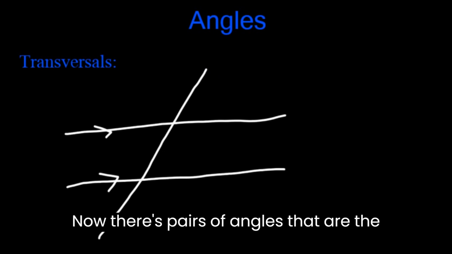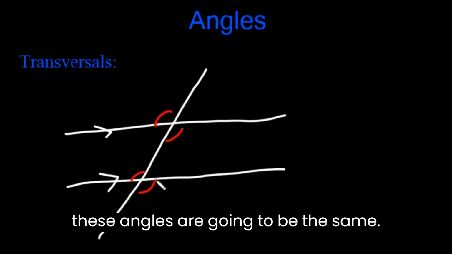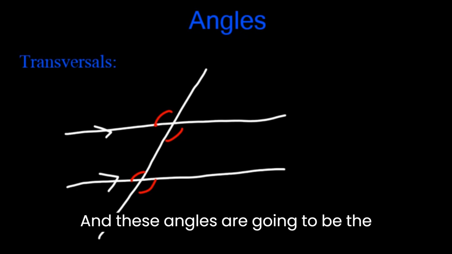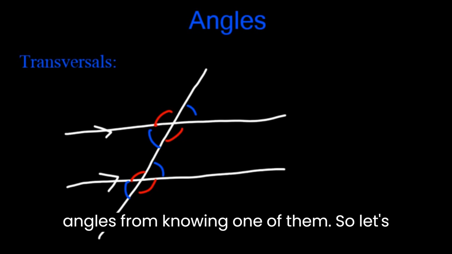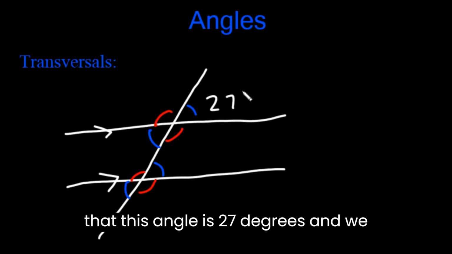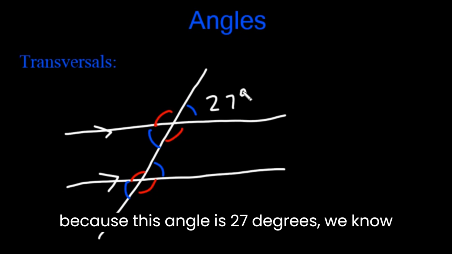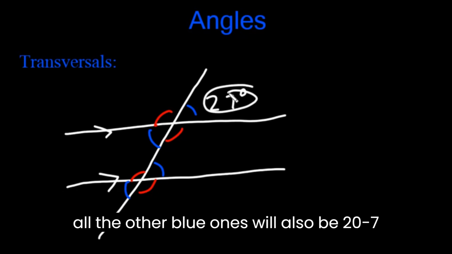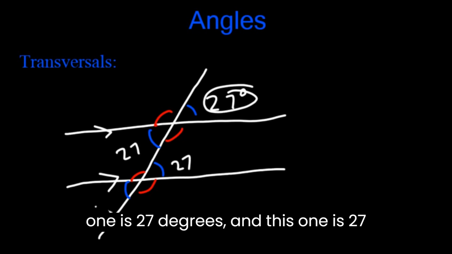Now, there's pairs of angles that are the same, and these angles are going to be the same, and these angles are going to be the same. And we can find all the angles just from knowing one of them. So let's say we have this transversal, and we know that this angle is 27 degrees, and we need to find the rest of the angles. So because this angle is 27 degrees, we know all the other blue ones will also be 27 degrees. So this one is 27 degrees, this one is 27 degrees, and this one is 27 degrees.